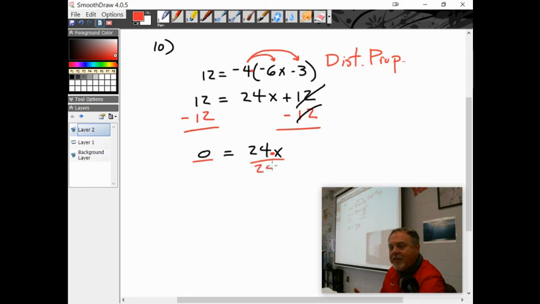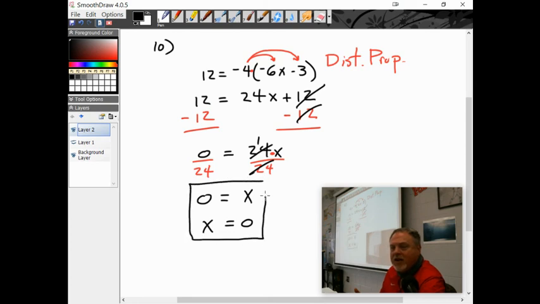Divide. Divide both sides by 24, and I love when I get to divide into 0, because any number divides into 0 times. And of course, any number divides into itself one time. 1 times x is x. And so 0 equals x, or you could put x equals 0, and we have finished number 10.